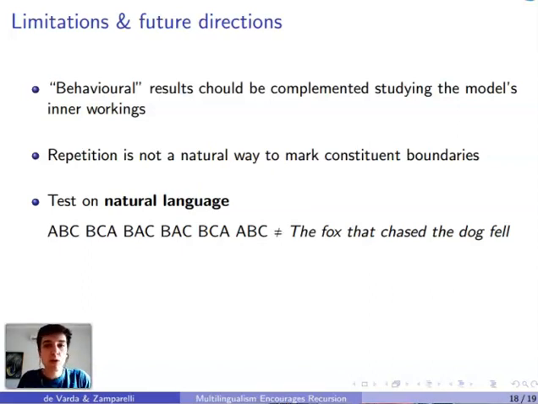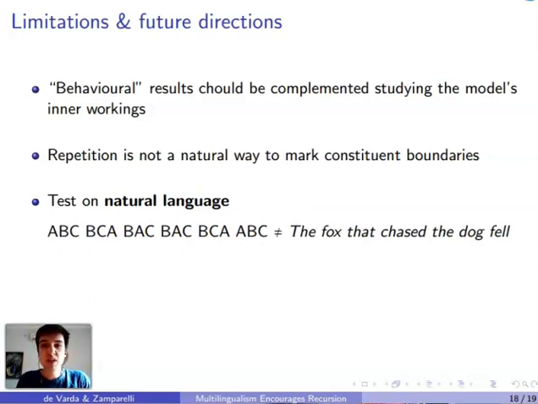Second, as you may recall, we defined constituents as being marked by boundaries created by repeating certain tokens at the beginning and at the end of a constituent. But repetition is not a natural way to mark constituent boundaries and is not very common in natural languages.